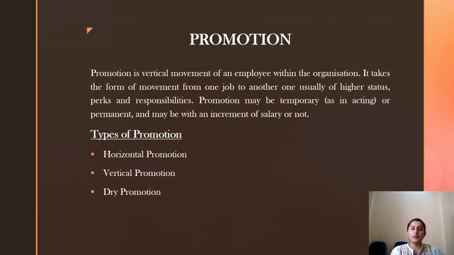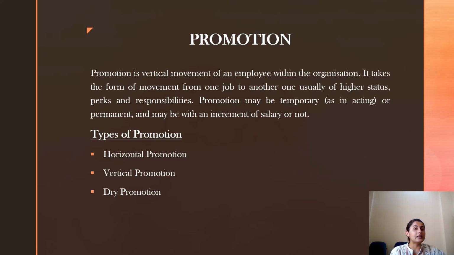It takes the form of movement from one job to another, and usually of higher status, perks, and responsibilities. Promotions may be temporary or permanent and may be with an increment or a salary, or it may not be. Now, when we talk about promotion, it is said to be a part of internal mobility. Promotion, by the word itself, is a vertical movement of an employee in the organization. Promotion is said to be a very good motivational factor for the employee to work in the organization.